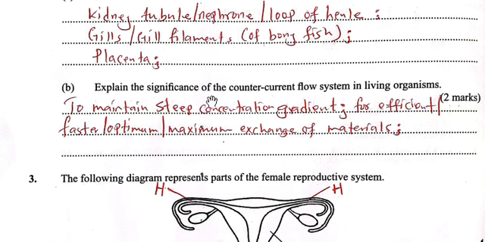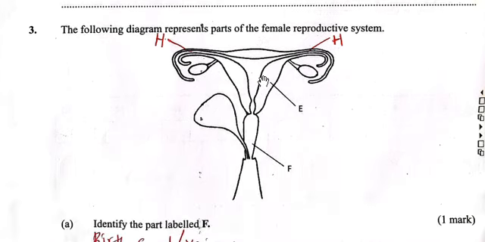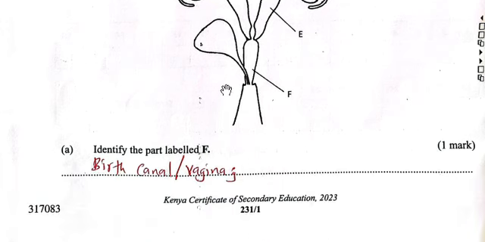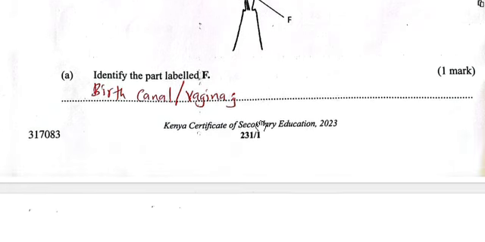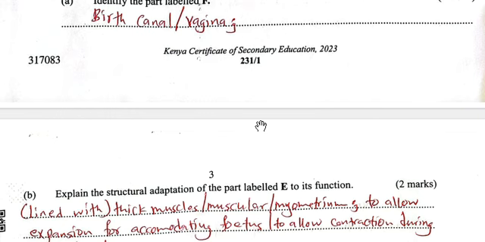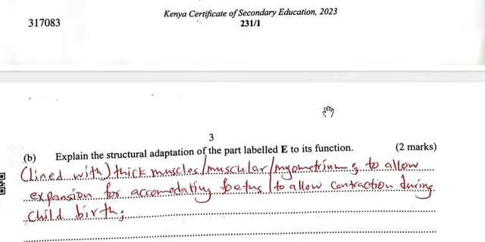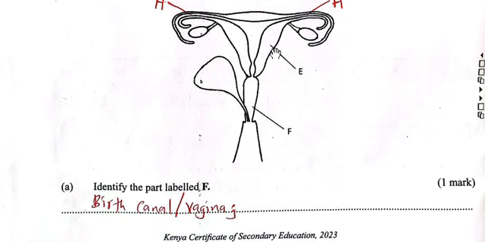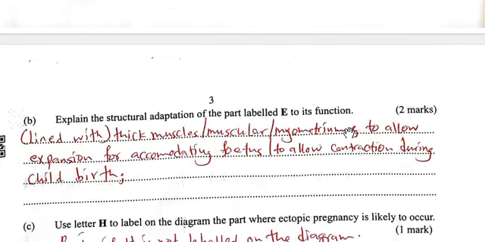Question 3. The following diagram represents parts of a female reproductive system. Identify the part labeled F, and the part labeled F is the birth canal or the vagina. Then explain the structural adaptation of the part labeled E to its function. And this is the part labeled E. That is the wall of the uterus.